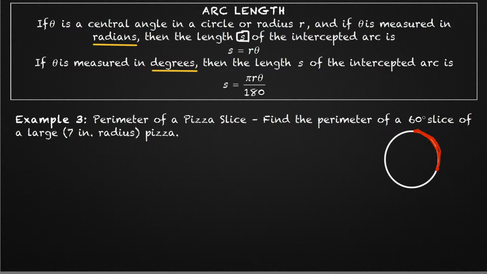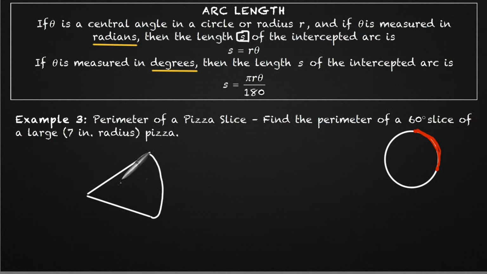It says, the perimeter of a pizza slice. Find the perimeter of a 60-degree slice of large pizza. Okay, I'm getting hungry just thinking about this pizza. So I'm going to draw a pizza. Okay, and there it is. That's about good. And then I'm going to draw the crust. So there we have it.